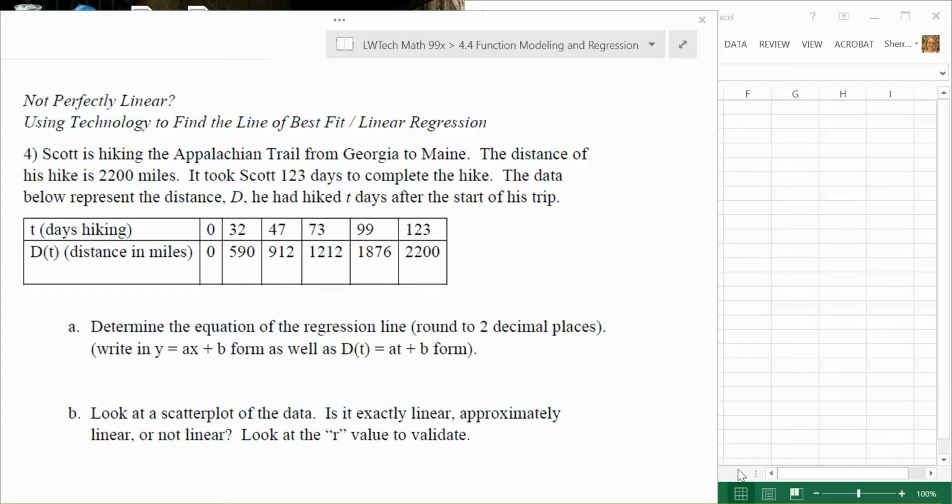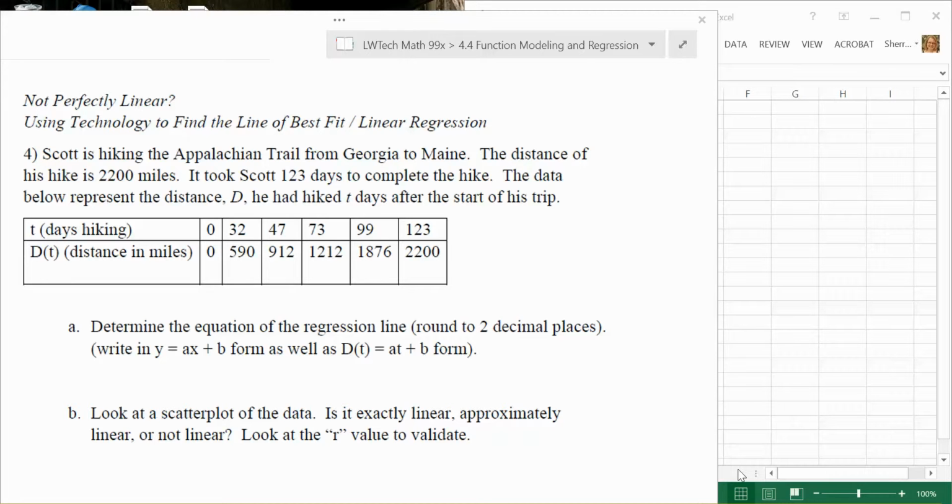Consider the following problem. Scott is hiking the Appalachian Trail from Georgia to Maine. The distance of his hike is 2,200 miles. It took Scott 123 days to complete the hike. The data below represent the distance d he had hiked t days after the start of his trip.